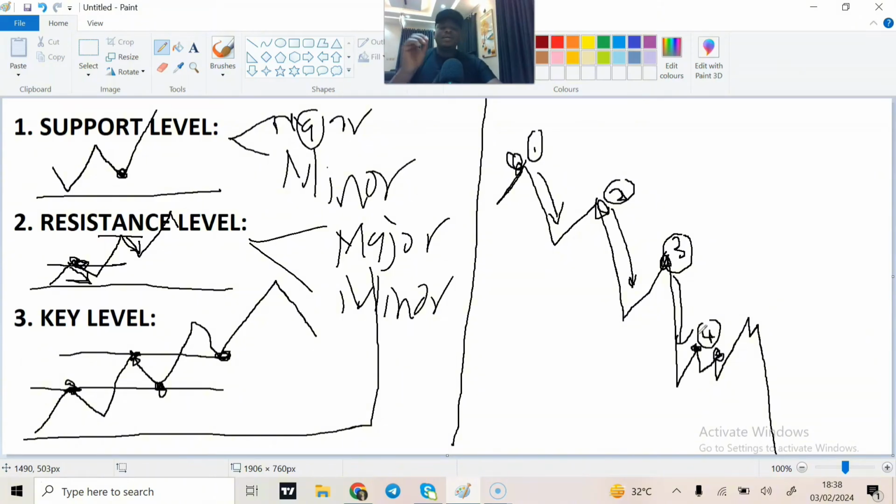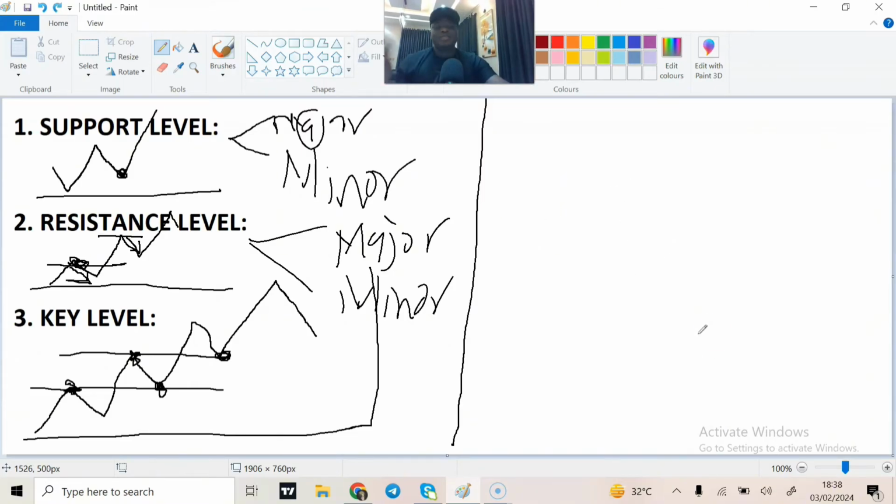Okay, and let me tell you how this plays out and how it affects your trading in real time. Now when you are looking out for a buy opportunity in the market, let's say the market has done 1, 2, and you're hoping that it does this final move so that you enter the market somewhere here.